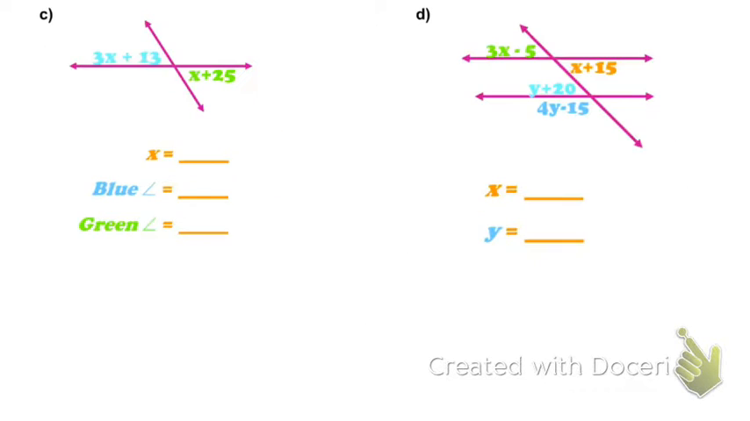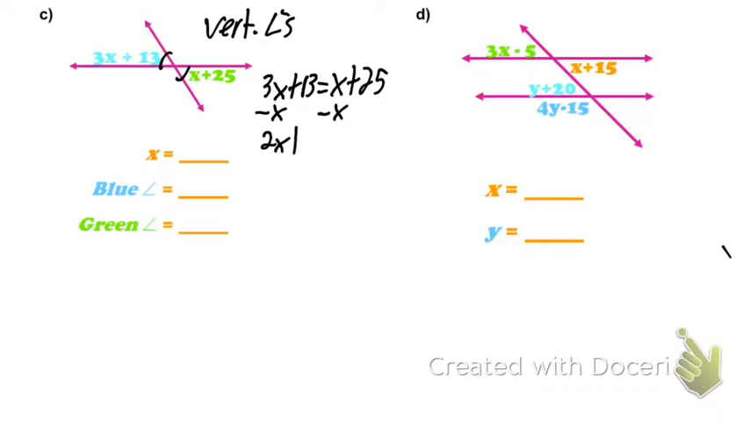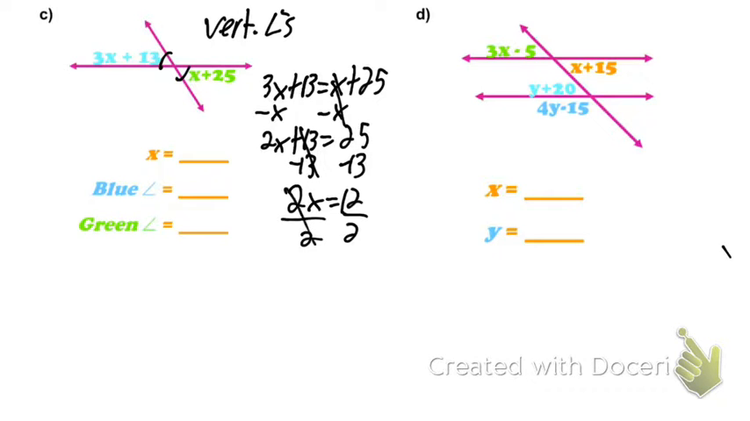On to the next one here. Letter C. These look to be vertical angles as well. They make an X. They're opposite each other. Vertical angles are always congruent. We should hear congruent and think, I'm going to set them equal. 3x plus 13 equals x plus 25. Let's subtract by x on both sides. 2x plus 13 equals 25. Subtract by 13 on both sides. 2x is equal to 12. Divide both sides by 2, and x is 6.